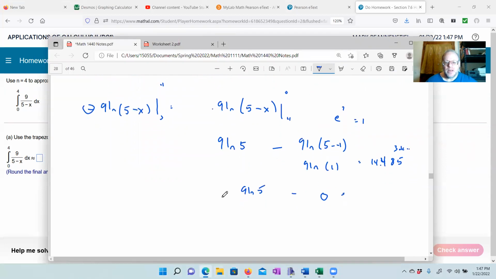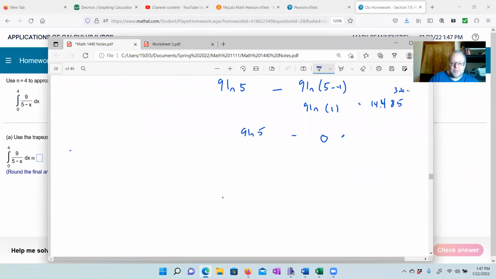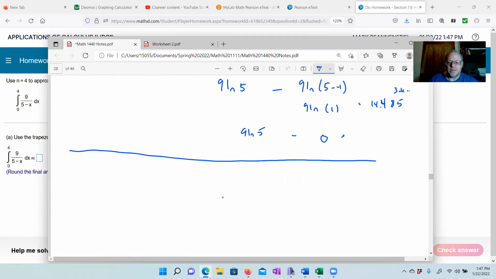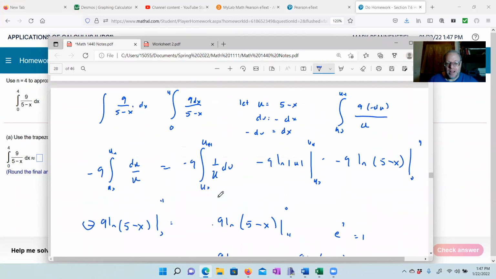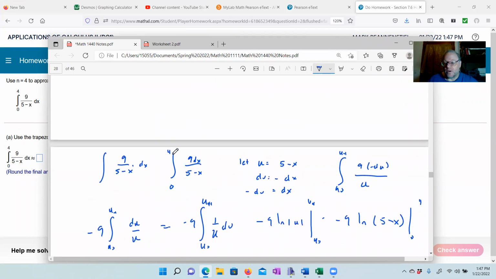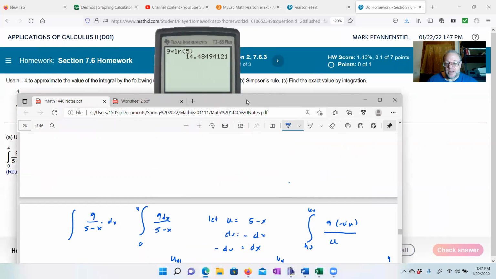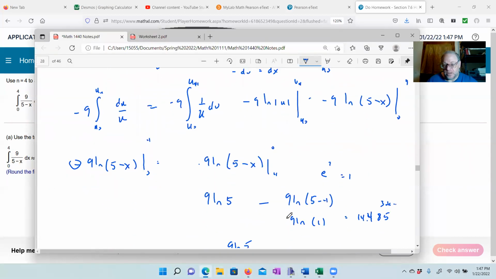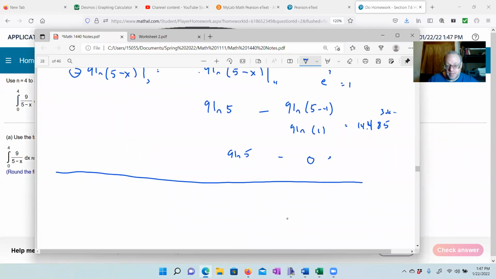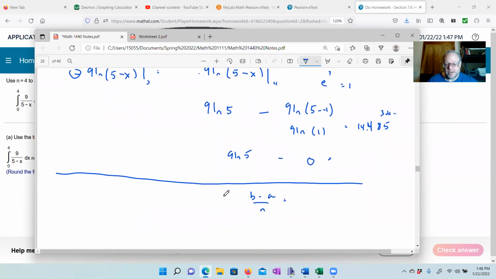There we go. Now, let's go ahead and use our trapezoid rule. The first thing we have to do is note that we are going from 0 to 4, and we are told to use n equals 4. This is a nice version because we get a delta x equal to 1. So b minus a over n is equal to 4 minus 0.